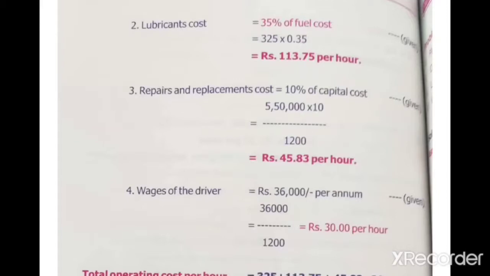Then repair and replacement cost is equal to 10% of the capital cost. We have to calculate all these costs per hour, so here we are going to divide it by 1,200, because those are the total working hours. Then the answer will be rupees 45.83 per hour. After that, the wages of the driver are already given, that is 36,000 per annum. Since we are calculating all the costs per hour, again we divide this value by 1,200. So the wages of the driver per hour are 30 rupees.